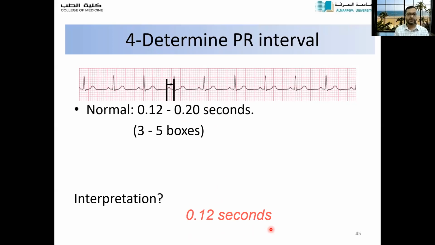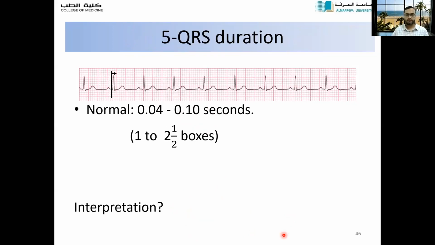How to convert it? You know that each small square is 0.04 second. So we get 3 small squares multiplied by 0.04, so it is 0.12 seconds. Next, QRS duration, from the beginning of the Q to the end of the S, completely. You know that normally it's very narrow, 1 to 2.5 small squares. The value with us here, if you count, is 2 small squares. So 0.08 second, because 1 small square is 0.04 second. So it is a normal duration for us.